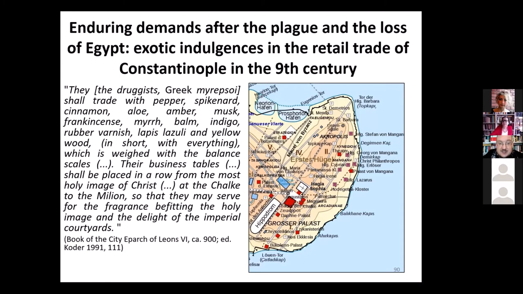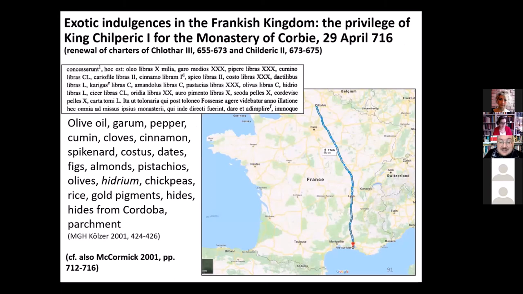And we have here a description of exotic indulgences which are sold by the Myrepsoi in Constantinople, according to the Book of the Eparch from around 900. We also have an interesting passage that they should position themselves near the Hagia Sophia and the imperial palace so that their fragrance should serve befitting the holy image and the delight of the imperial courtyards. So also an agency of these commodities in order to contribute to the performance of the church and of the emperor.